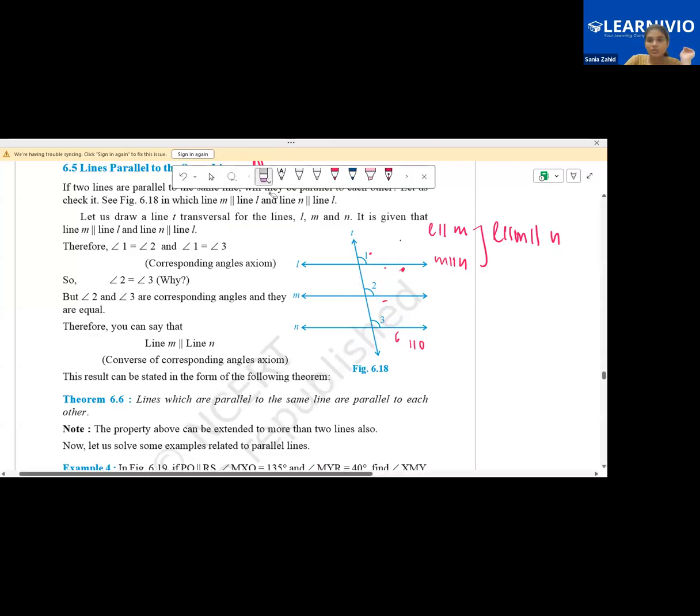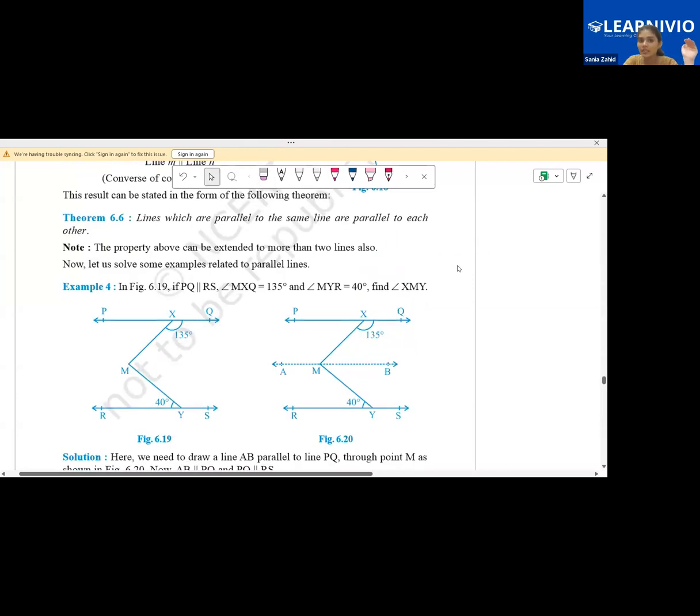Okay. So then we have a different theorem that says lines which are parallel to the same line are parallel to each other. I just discussed this with you. The lines that are parallel to the same line are parallel to each other. Right. Then we have example number 4. Now what does this example tell you? That PQ line is parallel to RS line.